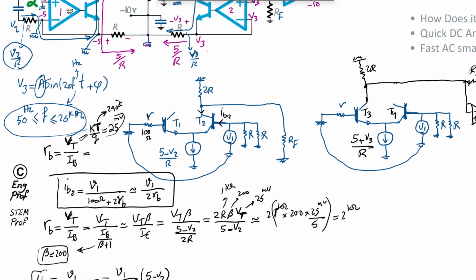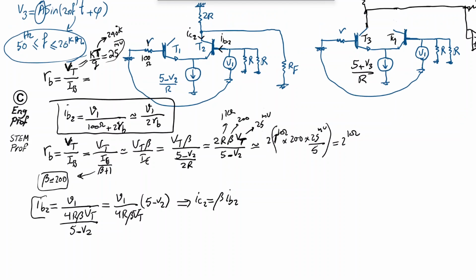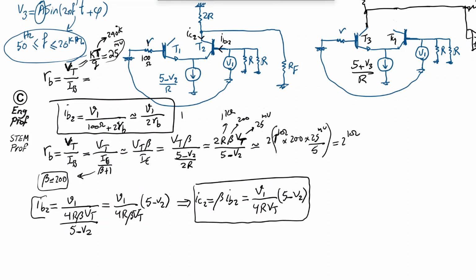Obviously, the corresponding IC2, which is what I care about, is going to be beta times IB2, where beta is the current gain, or HFE, of this NPN transistor. So it's going to be beta times this value. And if you multiply that, beta and beta cancel out each other from numerator to denominator, we get V1 over 4R Vt, and then we have 5 minus V2. Okay, so that's the very important formula I really wanted.